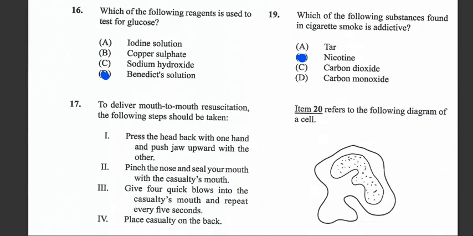For number 19, which of the following substances found in cigarette smoke is addictive? We are talking about nicotine. Nicotine is very addictive, and that substance is found in smoking.